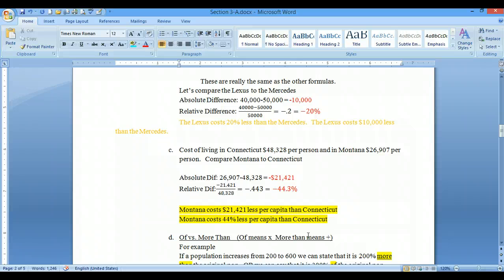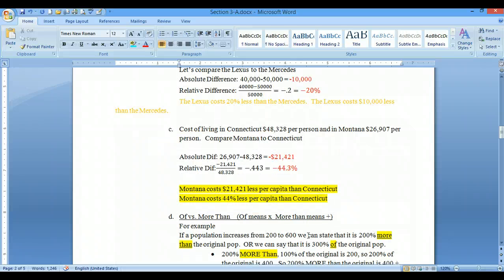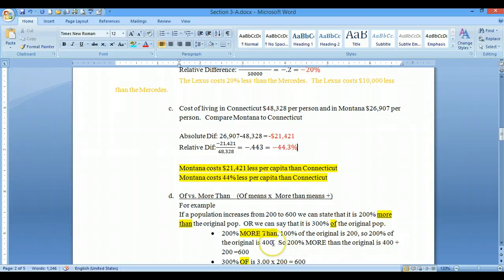In this case, we're going to go a little bit more, I guess, college level. If a population increases from 200 to 600, we can state that it is 200% more than the original population, or we can say that it's 300% of the original population. So let's go through why it's more than versus of. 200% more than. Now, if I want to double something, 100% is that same value added on top of it, which is doubling. So if 100% of the original is 200, 200% is twice that, which is 400. So 400% to go from 200 to 600. So 200% more than the original. 400 plus 200 is 600.